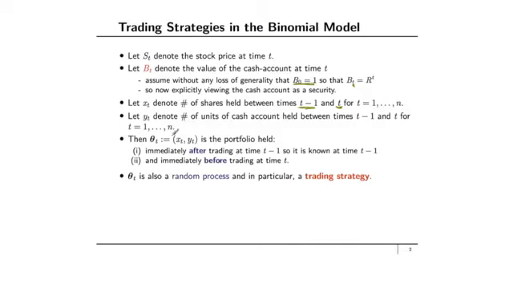And then we're going to define theta_t to be (x_t, y_t), and this is the portfolio that is held at time t. So it is the portfolio that's going to be held immediately after trading at time t minus 1 and immediately before trading at time t. So theta_t is the portfolio that's held between times t minus 1 and t. Theta_t is also a random process, and in particular we call this a trading strategy.